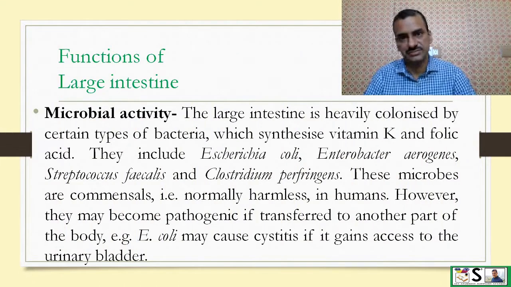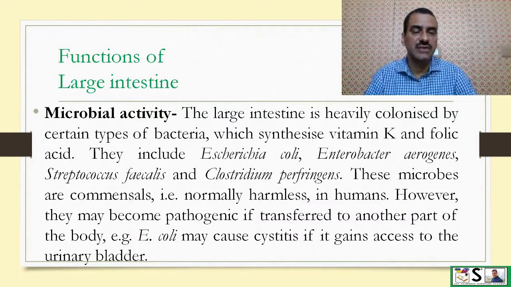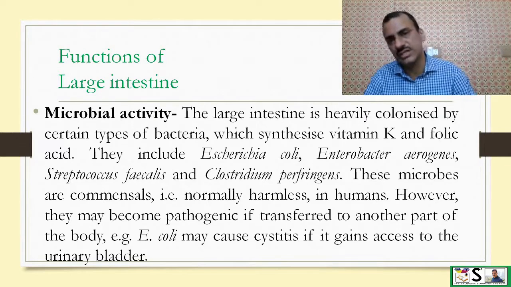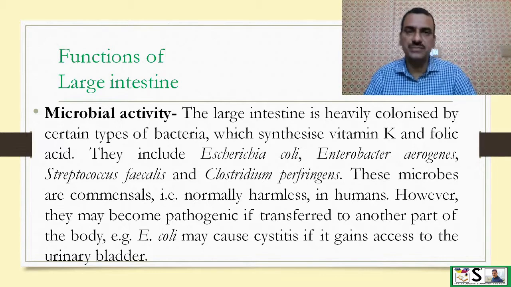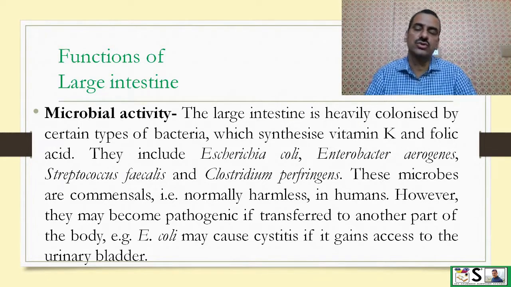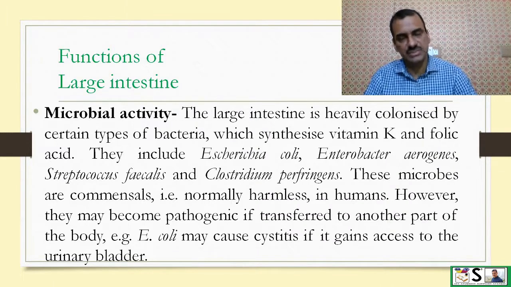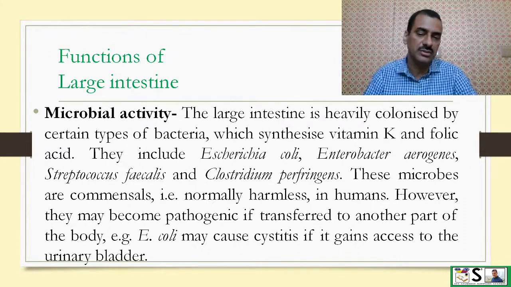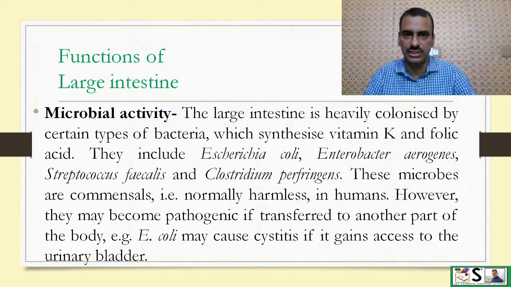Second is microbial activity. The large intestine is heavily colonized by certain types of bacteria which synthesize vitamin K and folic acid. They include E. coli, Enterobacter aerogenes, Streptococcus faecalis, and Clostridium perfringens. These microbes are commensals, meaning they are normally present and harmless in the human. However, they may become pathogenic if transferred to another part of the body. For example, E. coli causes cystitis or urinary tract infection if it gains access to the urinary bladder.